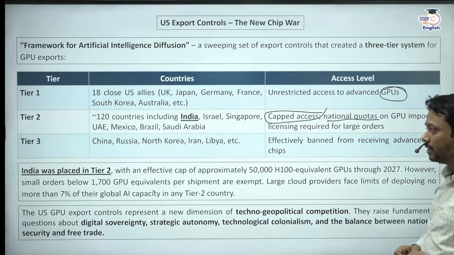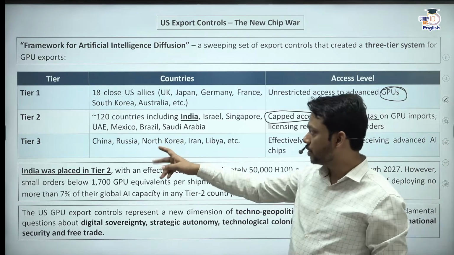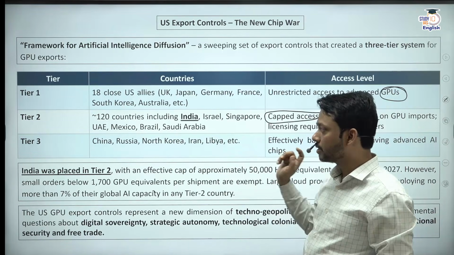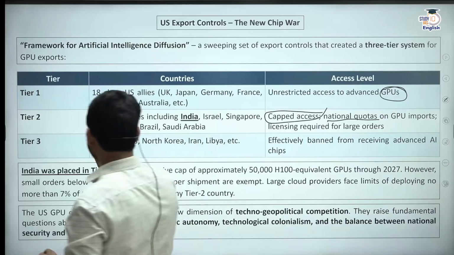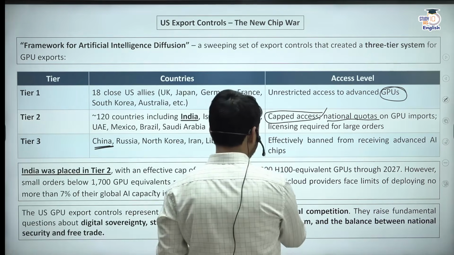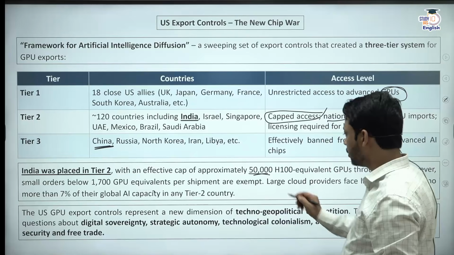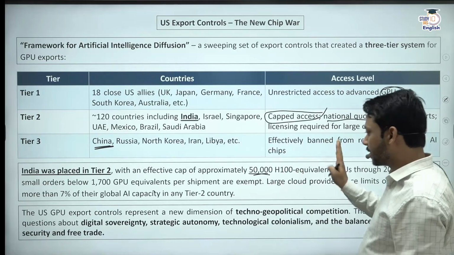And then there is tier 3. They are effectively banned from receiving advanced AI chips. Here you have China, Russia, North Korea, Iran, Libya, etc. Remember this very, very well: China has been put in tier 3. So India is placed in tier 2, with approximately 50,000 H100-equipped GPUs. This is the model number; we don't have to bother about it. So there is a capping.